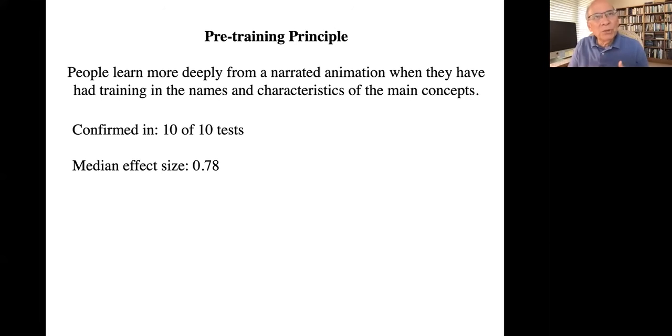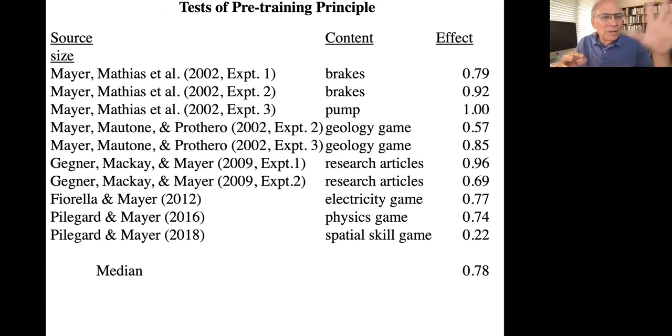So segmenting and pre-training are two pretty effective ways of helping learners cope with a complicated lesson that they have to deal with. And it's complicated for them. I mean, when I say complicated, the same lesson could be complicated for one person and not complicated for somebody else. So we have to also consider the individual learner's prior knowledge and skills. So these are some of the studies that looked at the pre-training principle.